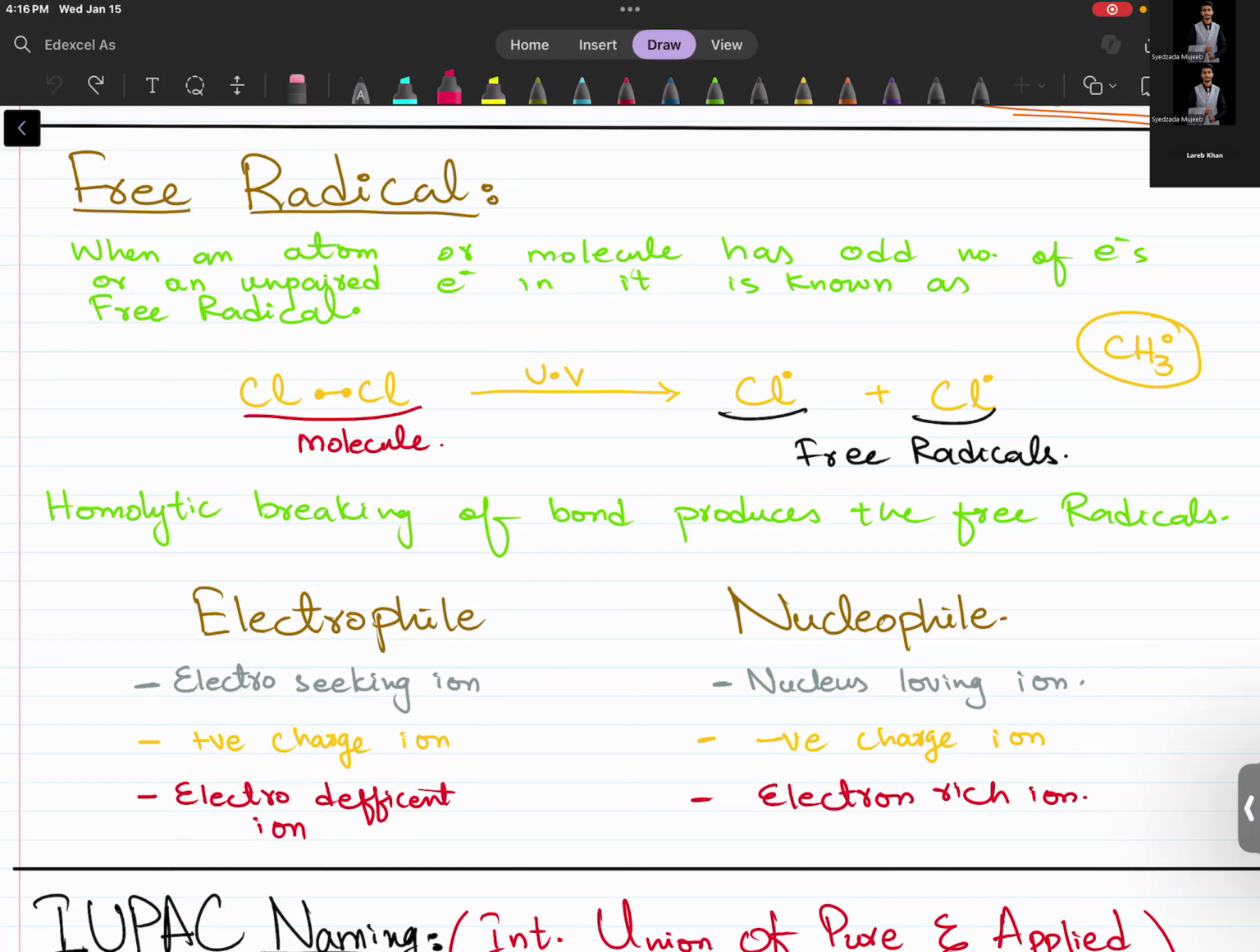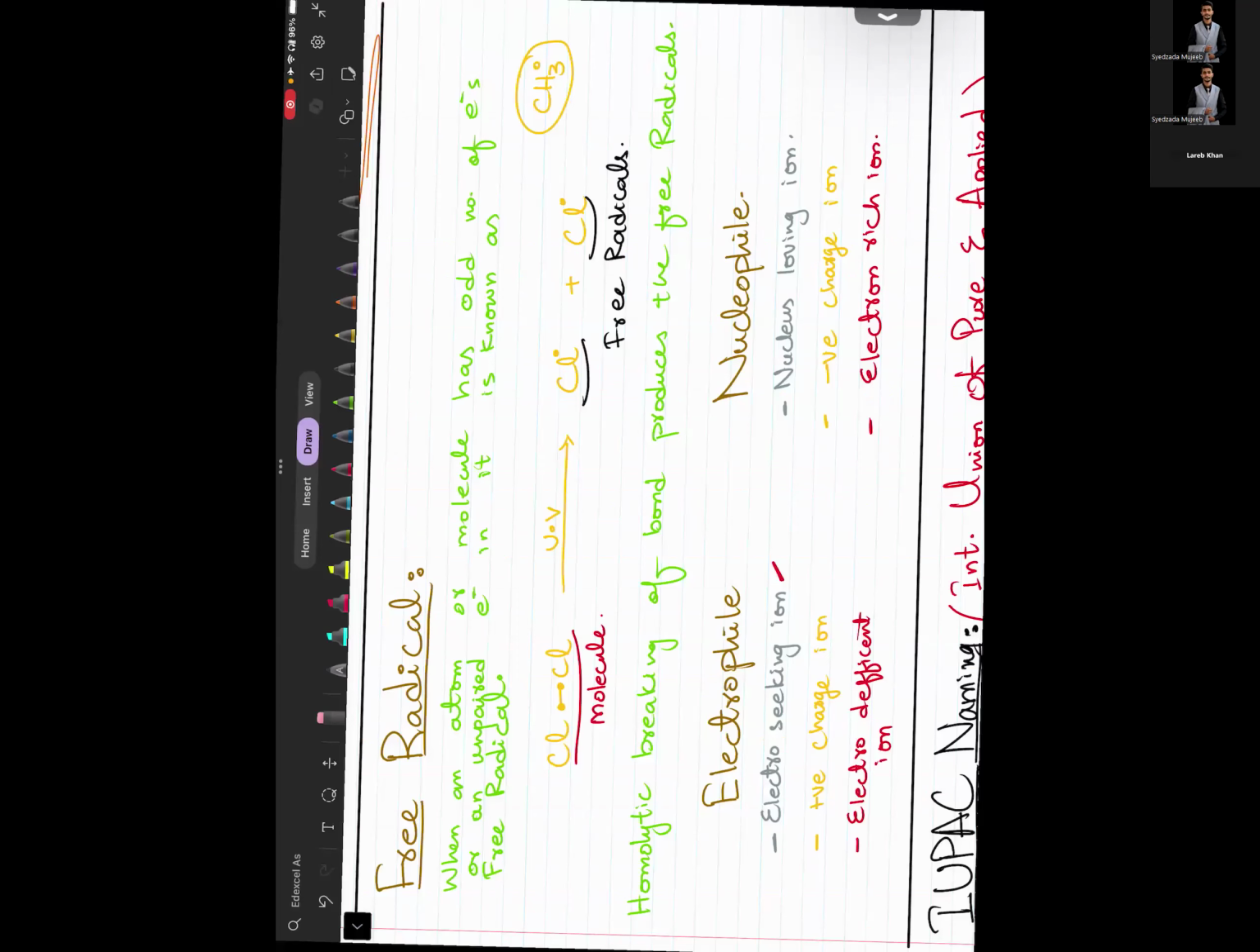We have two different types of ions as well. One is known as electrophilic and the other is known as nucleophilic. Electrophilic ions are basically the electron-seeking ions. They are majorly positively charged ions, and they go for the sites of an atom where they will be gaining electrons. Nucleophile is basically the nucleus-loving ion. It is always a negatively charged ion, which will be seeking the positively charged ion for attachment. Electrophiles are electron deficient, and nucleophiles are electron rich. Is it clear? Yes, sir.